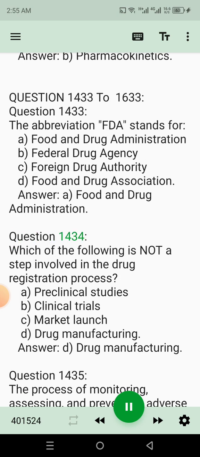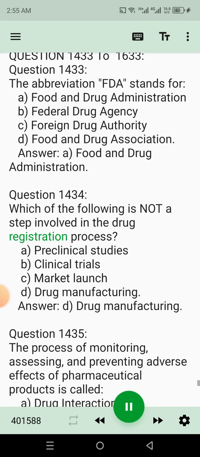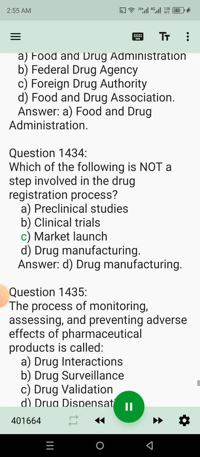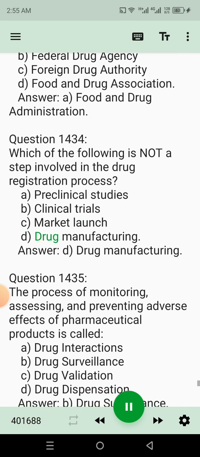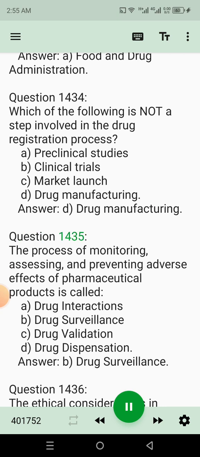Question 1434. Which of the following is not a step involved in the drug registration process? A. Preclinical studies. B. Clinical trials. C. Market launch. D. Drug manufacturing. Answer. D. Drug manufacturing.